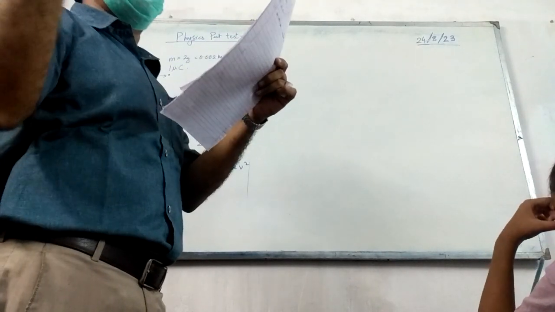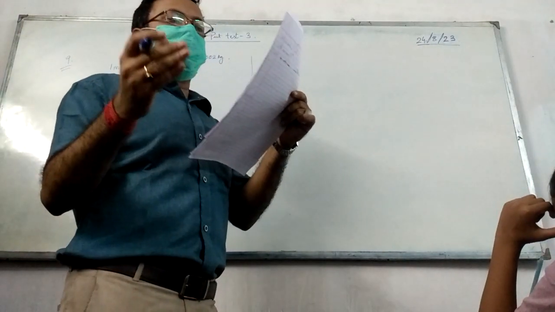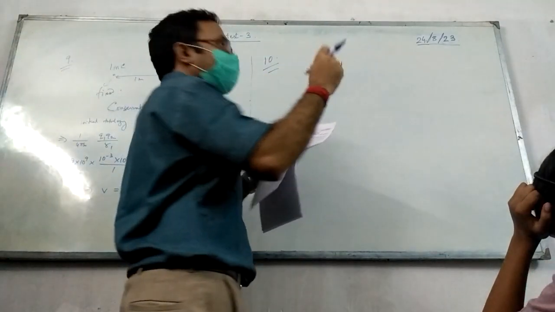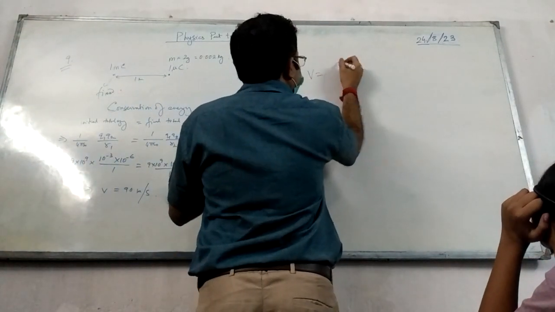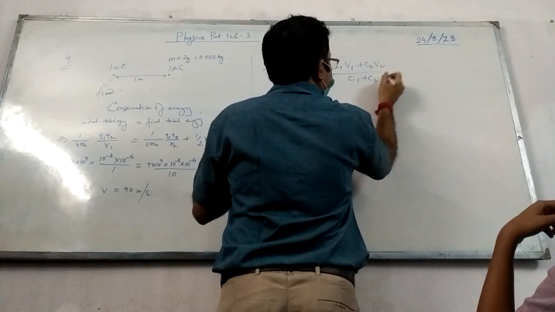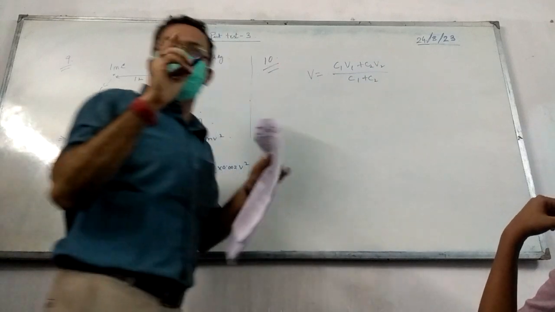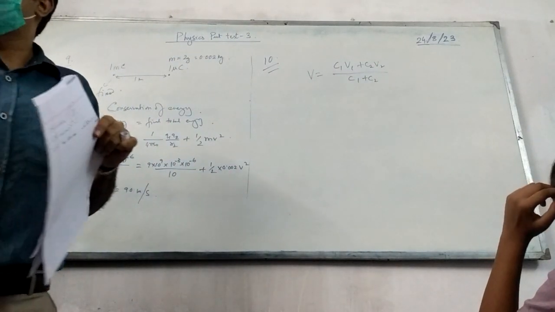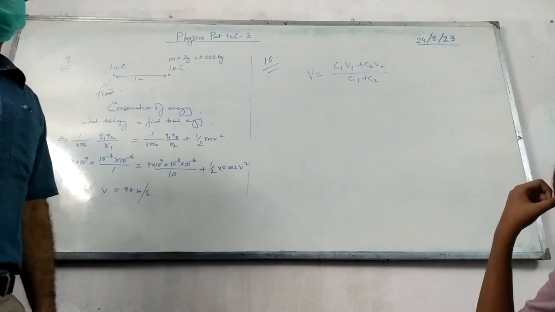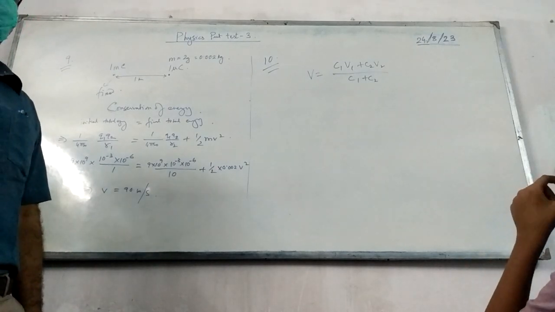from the battery, it is connected parallel with an uncharged capacitor, the common potential is 20 volt, now the capacitance of the second capacitor. This is a very easy question, so you know common potential is C1 V1 plus C2 V2 by C1 plus C2. This is a direct formula, we have learned this, charge sharing between capacitors. Whenever it is a sum on charge sharing between two capacitors, we can use the formula V equal to C1 V1 plus C2 V2 by C1 plus C2.